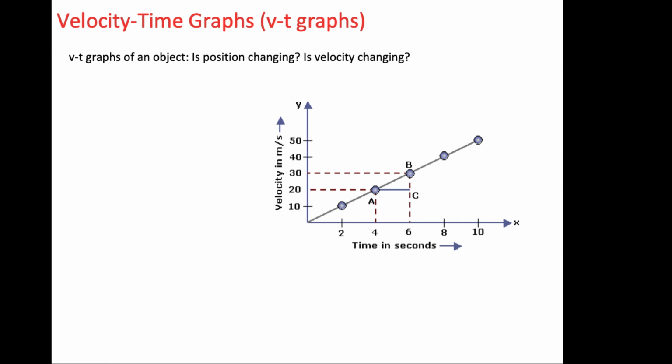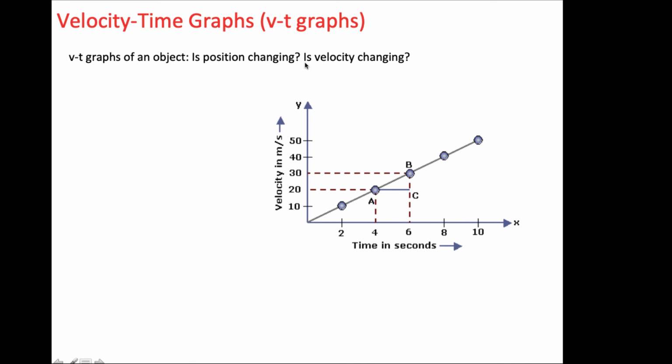Let's look at a velocity versus time graph. Whenever you have a graph to read, always look at the title and look at the axes. So it is a velocity versus time graph, which means velocity is on the y-axis and time, mentioned second, is on the x-axis. This is the velocity versus time graph of a certain object. What do you think? Is position changing? Is velocity changing? Take a minute to think about it. You may pause the video.